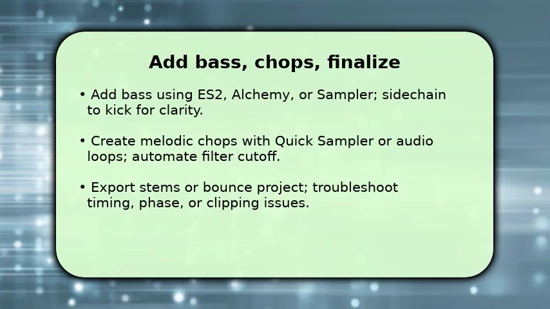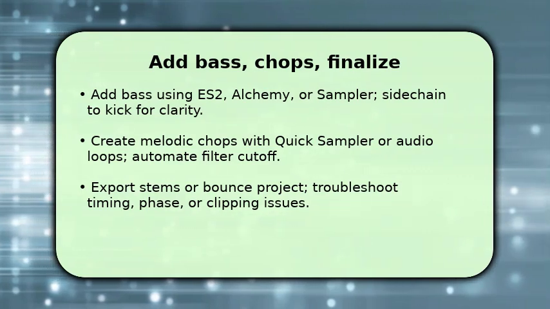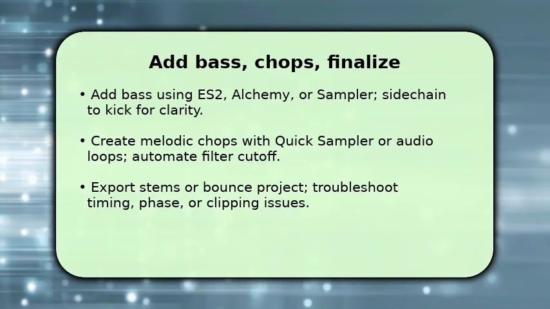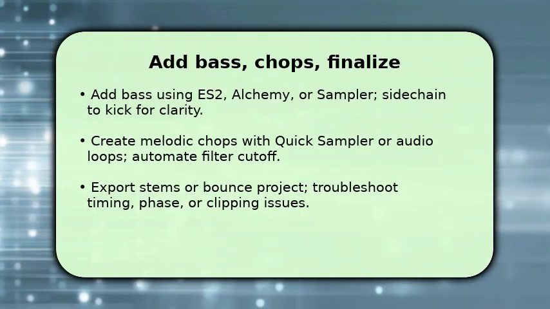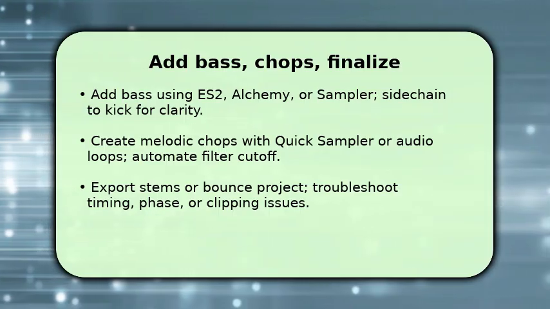You finish by adding a bass patch in Alchemy, Ease 2, or Sampler and sidechaining it to the kick so low end stays clear. Then create melodic chops. Drag a sample into Quick Sampler, slice, map, and automate filter cutoff for movement.